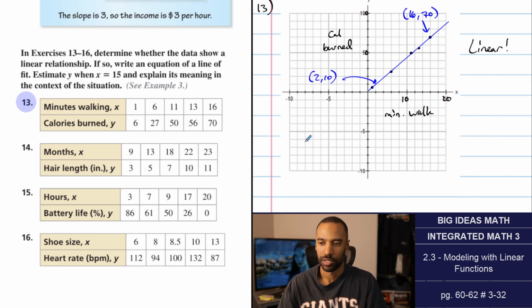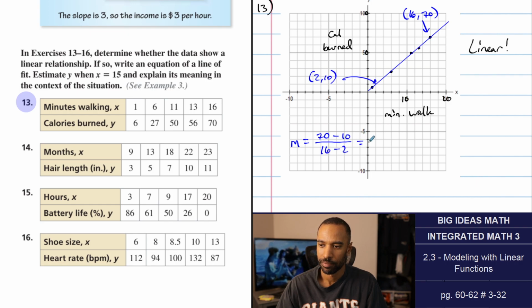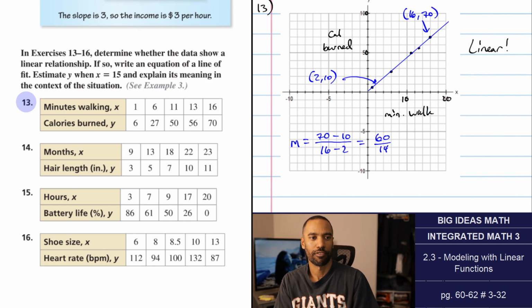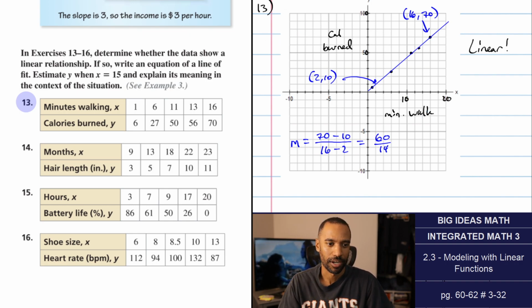So my equation, and this is just for room's sake, I'm going to write it right here. My slope is going to be rise of 60 over run of 14. Now, 60 over 14 is not a clean number. I almost now want to change it.